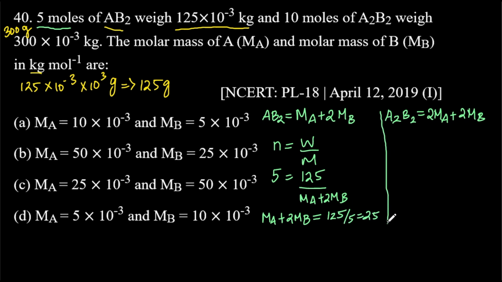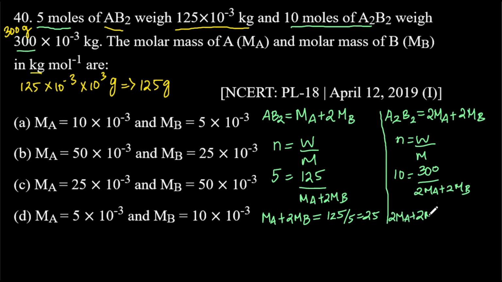In a similar way, for 10 moles of A2B2, n is equal to given mass by molar mass. 10 is equal to the given mass 300 gram divided by molar mass, 2 Ma plus 2 Mb. Taking that to the left hand side, 2 Ma plus 2 Mb is equal to 300 by 10, which is nothing but 30. So we got two equations.